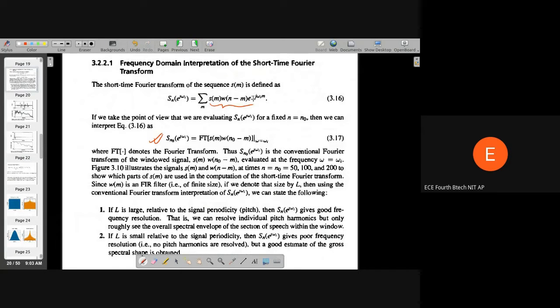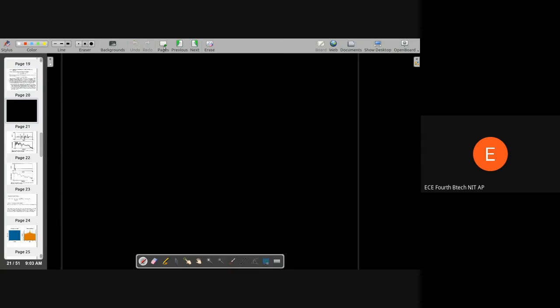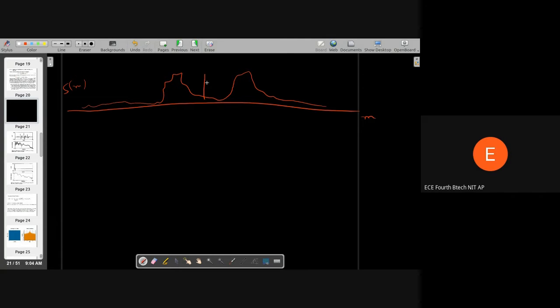We have a window. We have a signal which we call s[m], the speech signal. It could be anything, different depending on different sounds. We put a window. This window could be of different types, of different lengths.